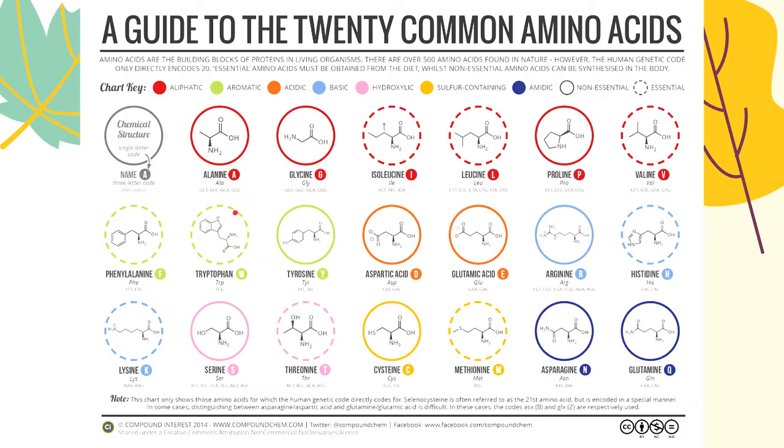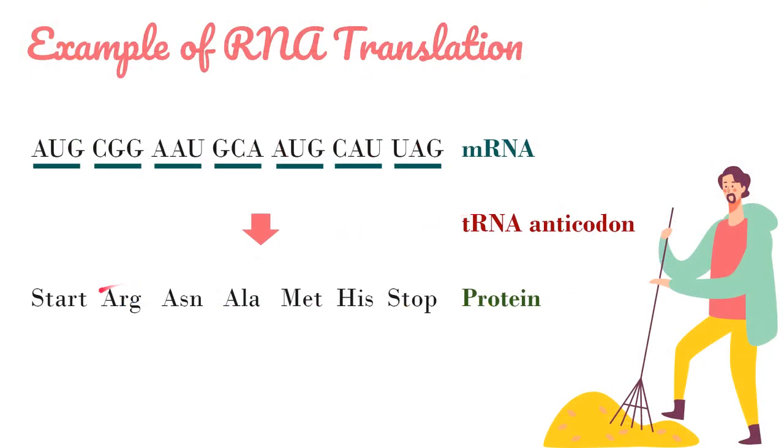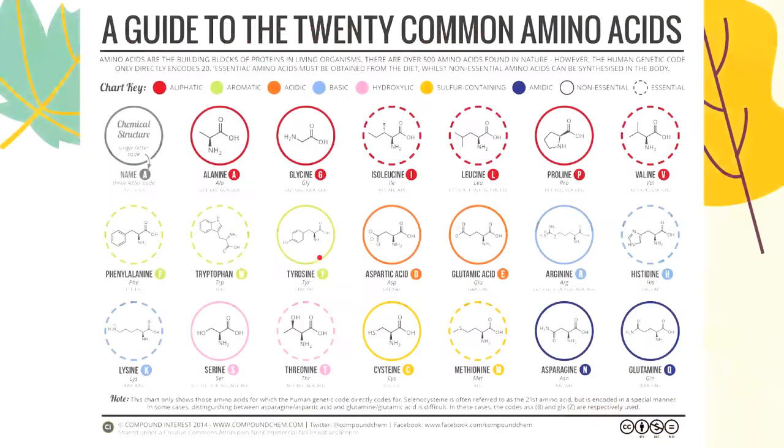Now here is a guide to 20 common amino acids. So note that there are over 500 amino acids found in nature, but only 20 of those are directly coded by our human genes. Examples of those will be alanine, glycine, isoleucine, leucine, proline, and sometimes it's recommended that we just use the first three letters of their names because it's quite long. So as you can see here, we only use the first three letters of their names, okay?